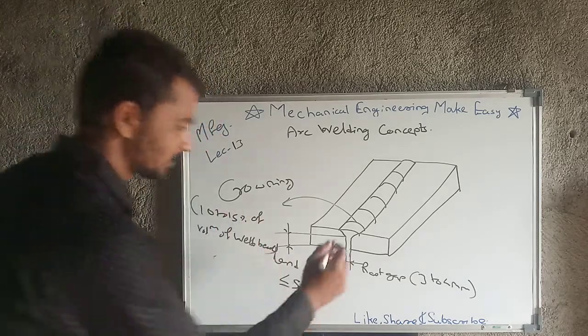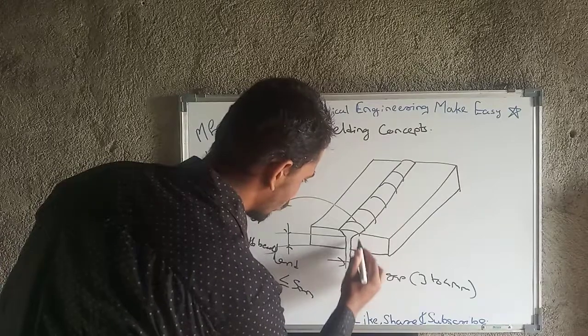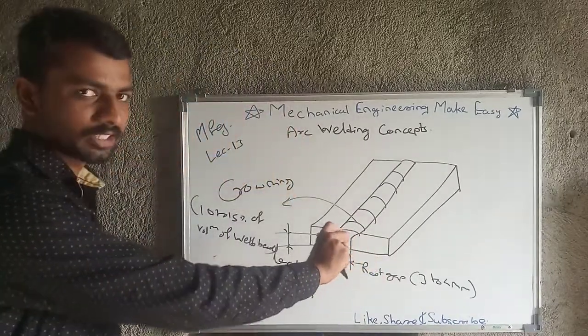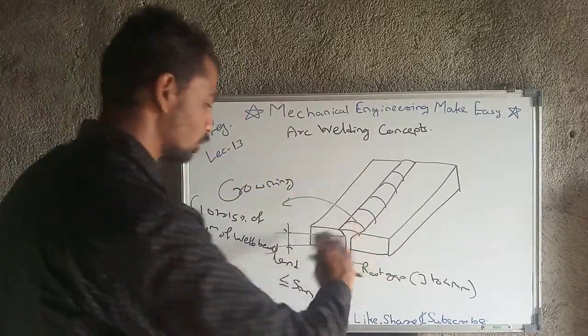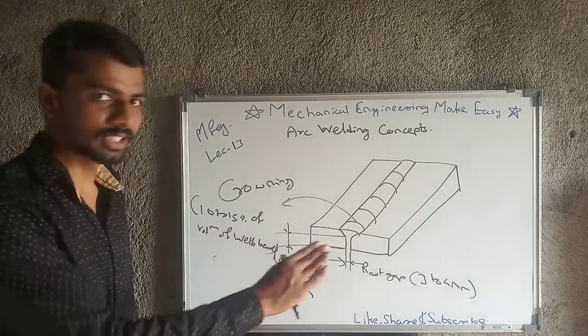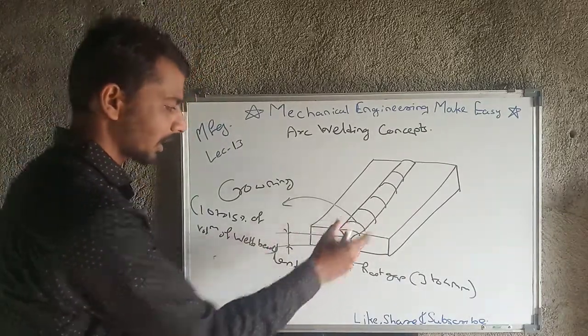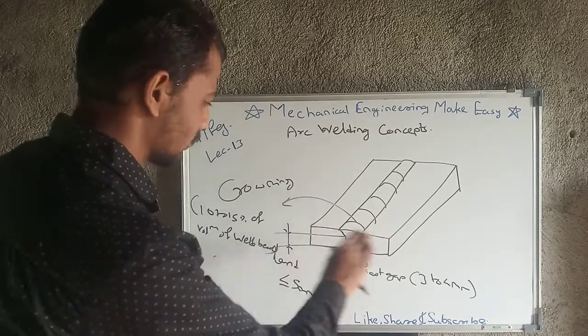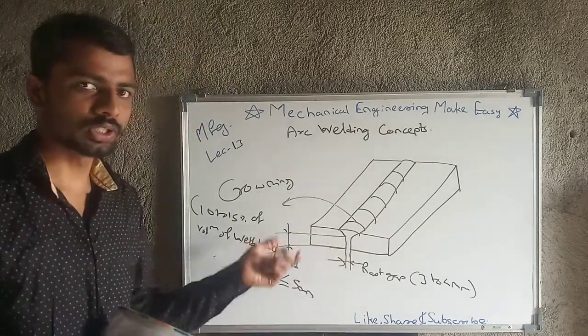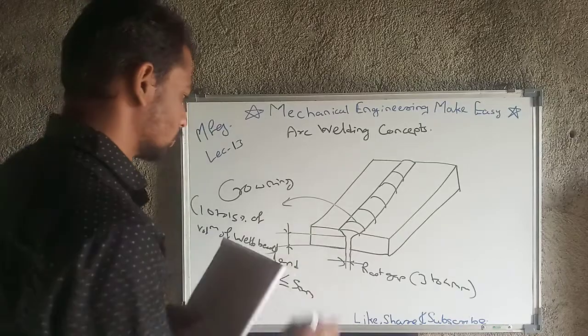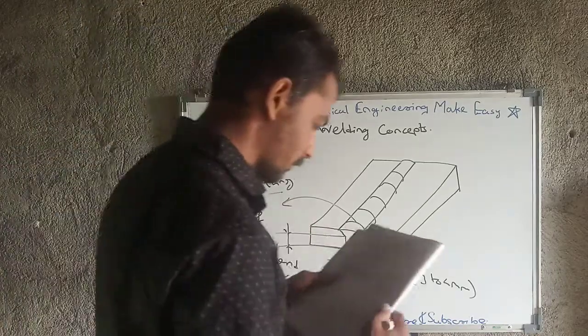10 to 15 means this is the total weld bead, okay, and 10 to 15 percent of that volume of weld bead should be the crowning, means that is the proper identical crowning, okay. And why the crowning is provided, that is to give the strength and etc, okay. So that's why the crowning is an important parameter.